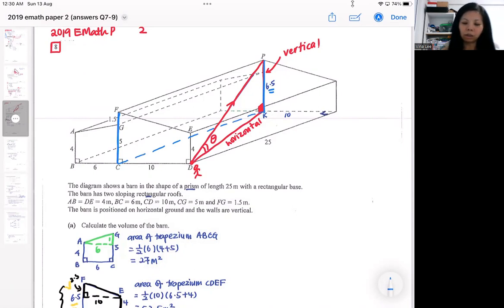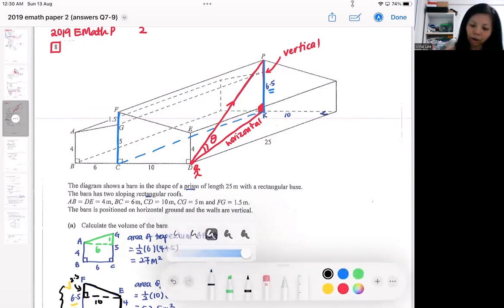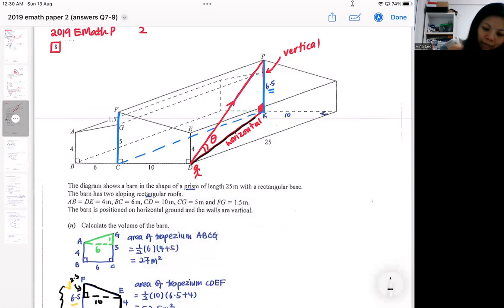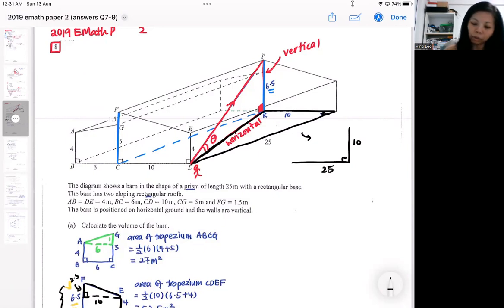If you can deduce the 6.5, the next challenge is to find DK. The next challenge is to find it on the ground. You must see that this is another 90 degree on the ground. It's actually another 90 degree that's not obvious. It's something like this. There's a 10 here, then there's a 25 here. You must see that there's a 90 degree on the ground that is not very obvious. That's a challenge. Then you can find DK by doing the Pythagoras.